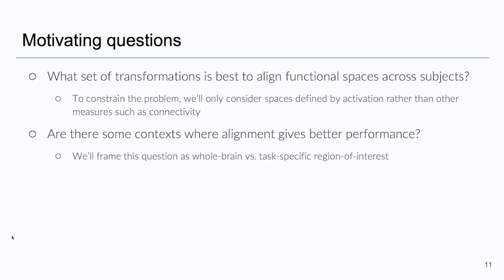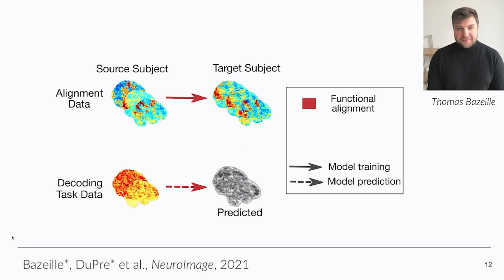And then our next question was, are there some contexts where alignment gives better performance? We've heard a lot this morning about parcellations and also looking across individuals. We wanted to ask specifically, can we frame this question as a whole-brain alignment versus a task-specific region of interest? So really leveraging the kind of stimuli that we're working with, does that change the inferences that we get for how best to resolve individual variability?